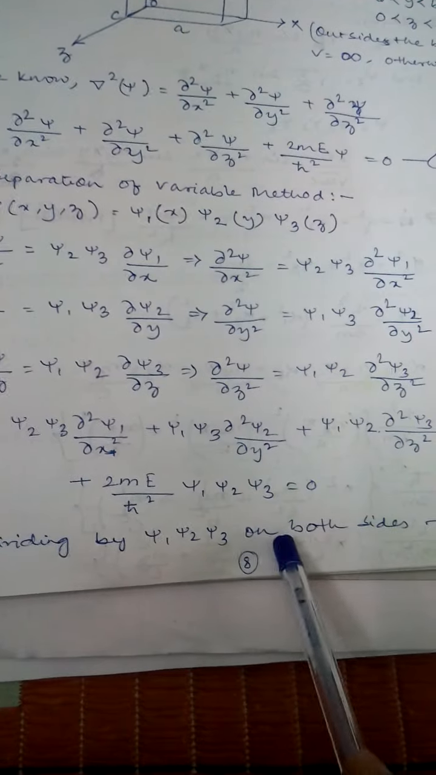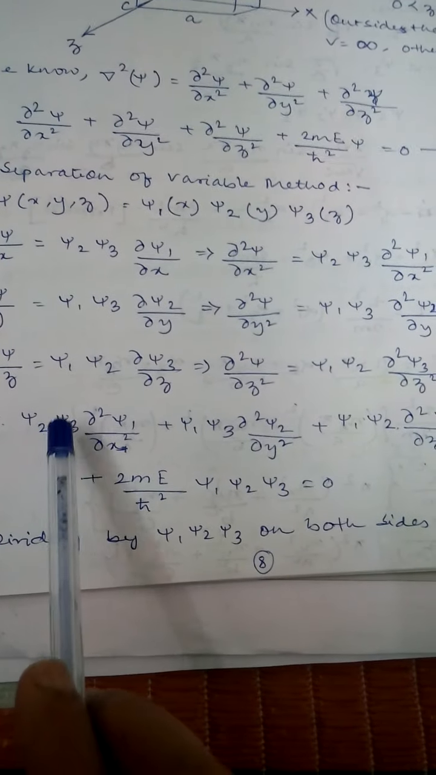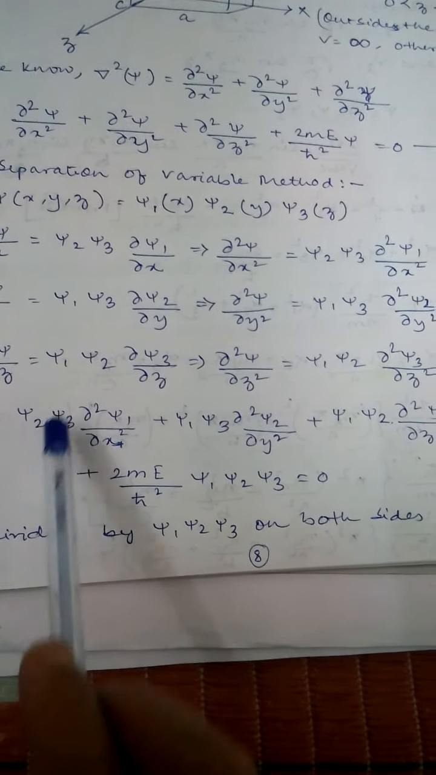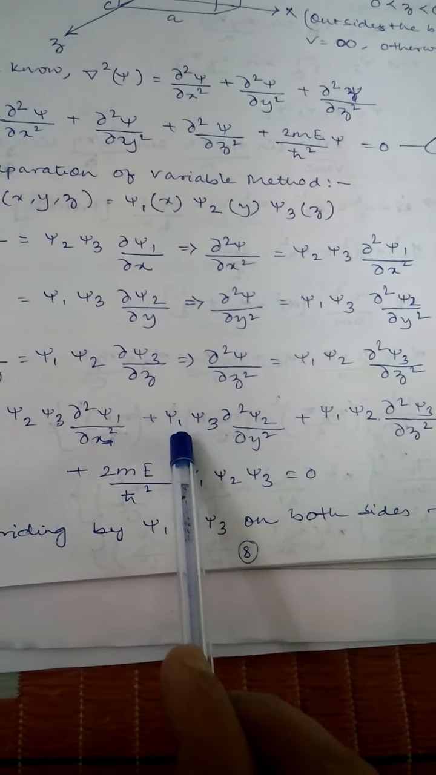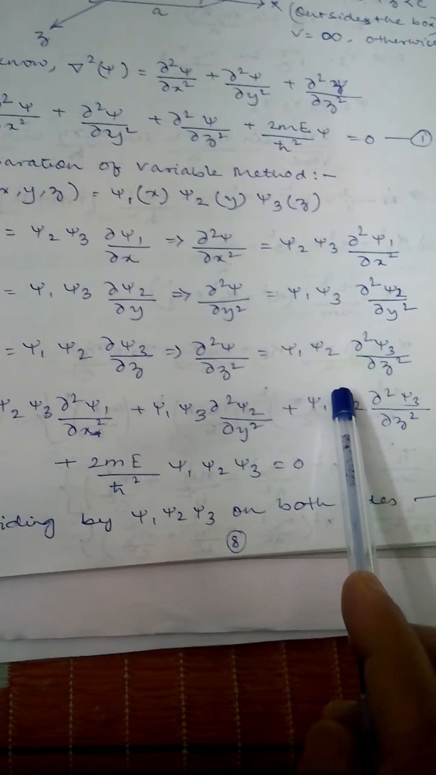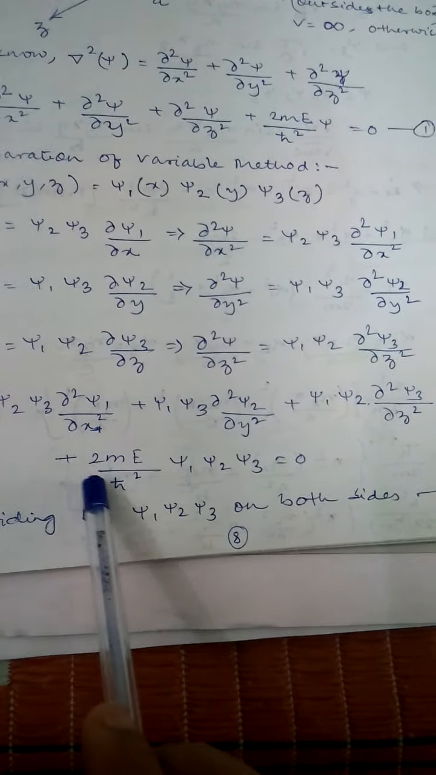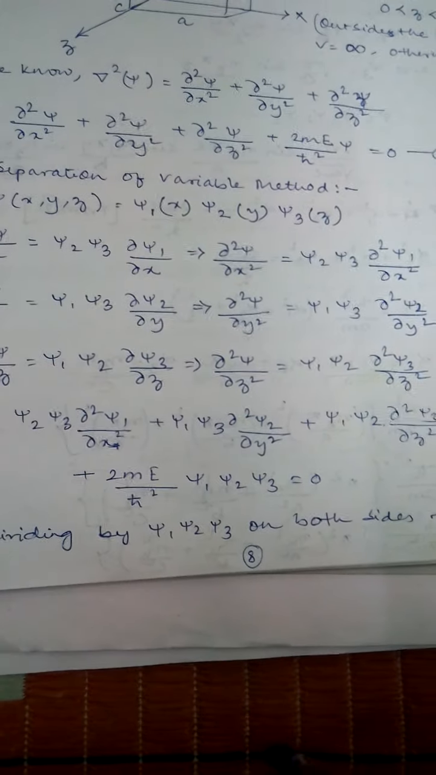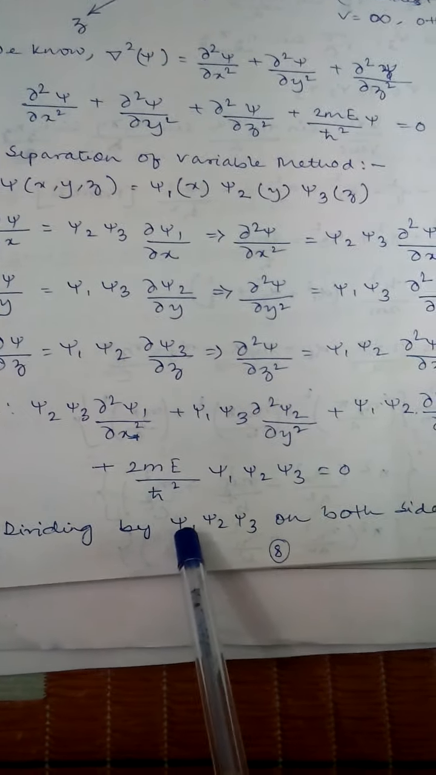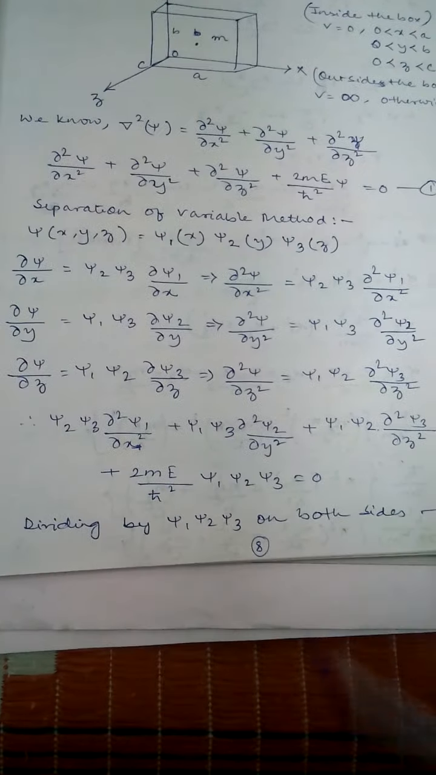Next step, dividing by psi 1 psi 2 psi 3 on both sides of this equation. If we divide by psi 1 psi 2 psi 3, here psi 2 psi 3 cancels out, we have 1 by psi 1. Here psi 1 psi 3 cancels out, 1 by psi 2. Psi 1 psi 2 cancels out, and we have 1 by psi 3, and here psi 1 psi 2 psi 3 cancels out, so we have only 2me by h cut square equals 0. So by dividing by psi 1 psi 2 psi 3 on both sides of this equation, we get this expression.